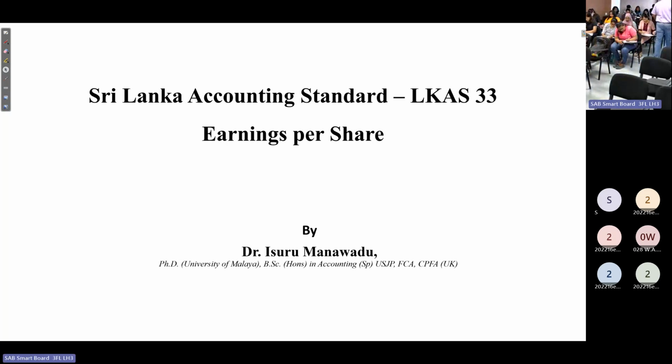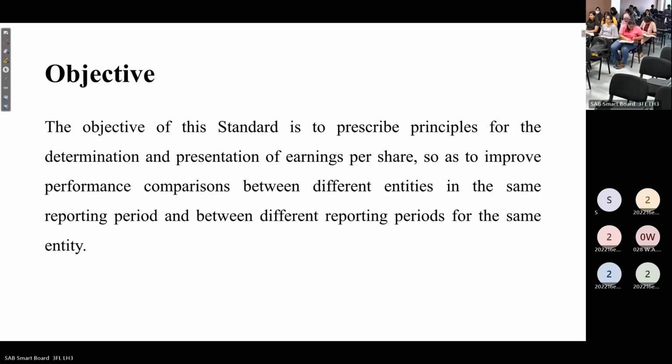Take two pages, and right in the middle you can write LKAS 33 Earnings per share. This is the content. Any standard, we have these items: objectives, scope, definitions, measurement, disclosures. Right? Okay. Objective: prescribed principle for the determination and presentation of earnings per share.